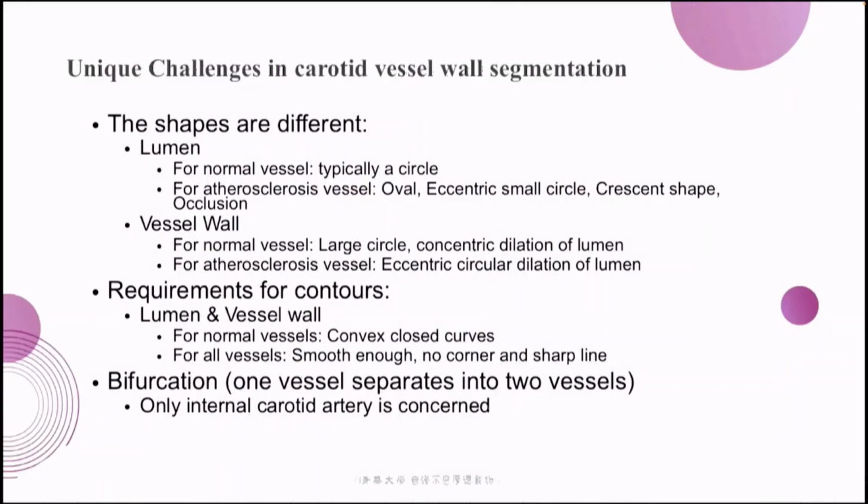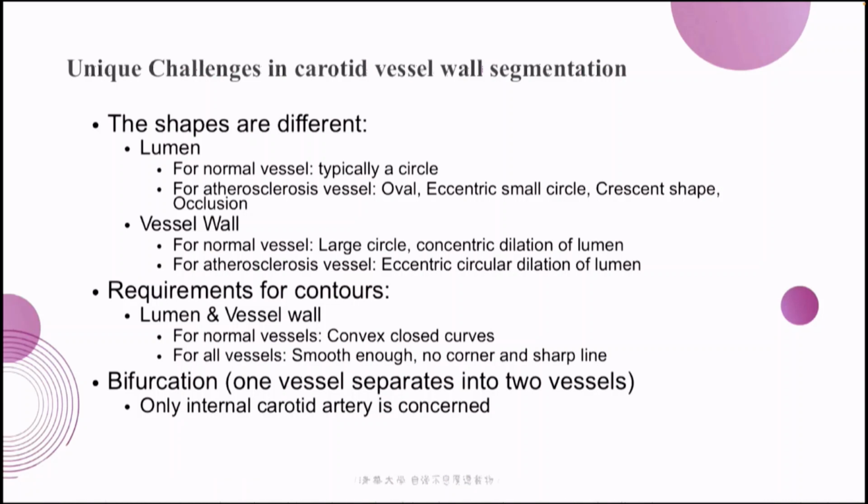Carotid vessel wall segmentation has some unique challenges compared to usual medical segmentation tasks. First, the shape of lumen and vessel contours can commonly be concentric, smooth, and closed circles for small vessels. However, the shape of atherosclerotic vessel lumen varies from oval, eccentric, and small circle to crescent shape. Lumen shape largely depends on the plaque distribution.